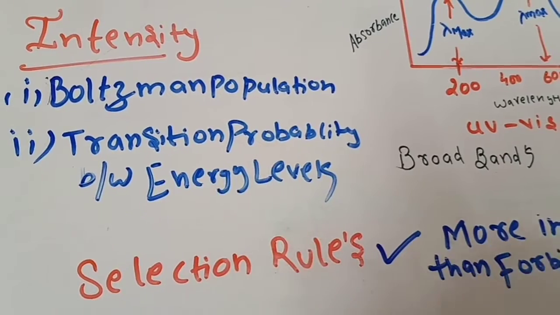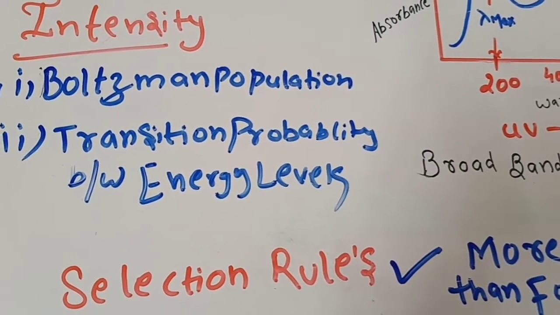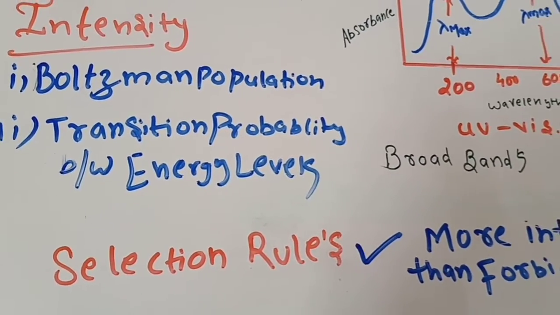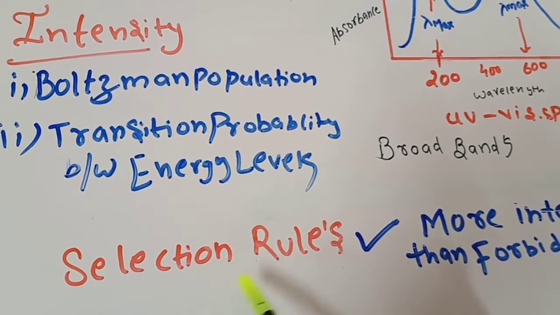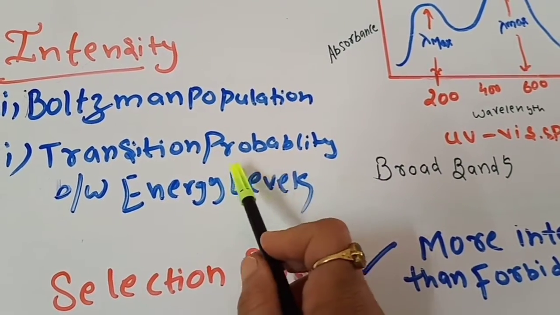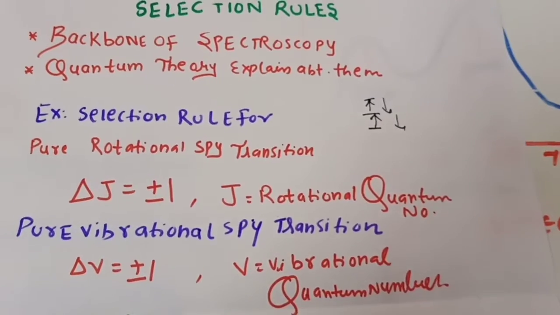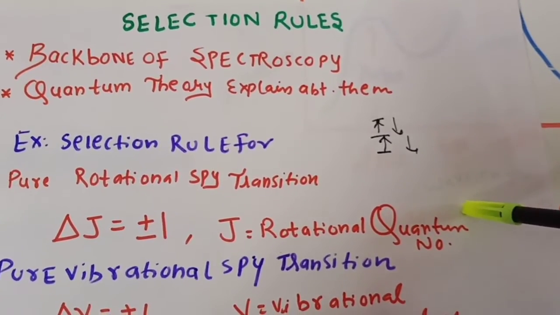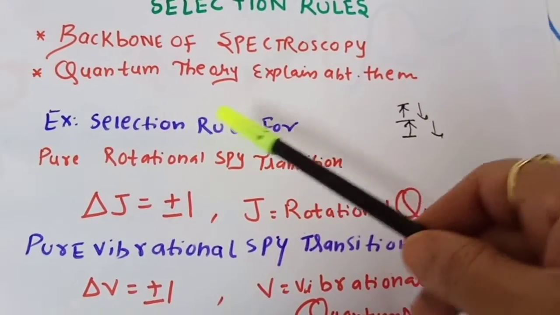As we already know, there are different types of energy levels, like rotational, translational, electronic, vibrational, and so on. So there is a transition probability of the energy levels, meaning there will be certain selection rules which will determine which type of transition is possible, or what is the probability of different types of transitions. So the transitions are governed by certain selection rules, and these selection rules are the backbone of our spectroscopy, and these are explained by quantum theory.